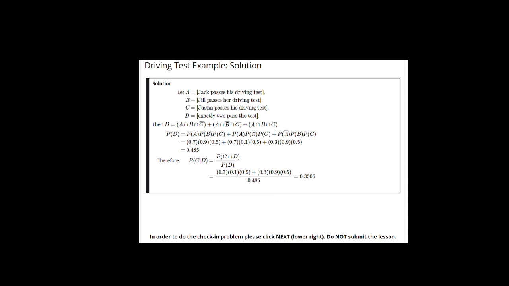You'll notice that this conditional probability is different than the probability that Justin passes given no information. That probability was 0.5. But given that exactly 2 people passed the test, the probability Justin was one of them is only 0.35.